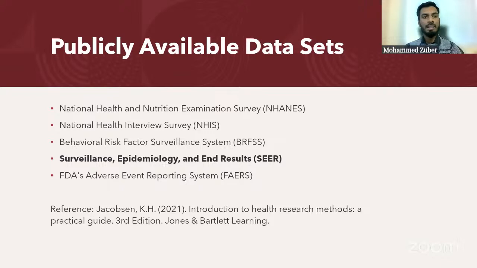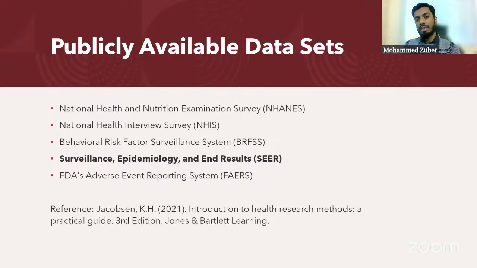The first one is NHANES. This is one of, again, widely used, publicly available data sets, which collects health and nutritional data through physical examination, clinical tests, and interviews. The second one is NHIS, which collects information on a broad range of health topics through personal interviews. The third one is BRFSS, which is the Behavioral Risk Factor Surveillance System, which tracks health related risk behaviors, chronic health conditions, and preventative service use.